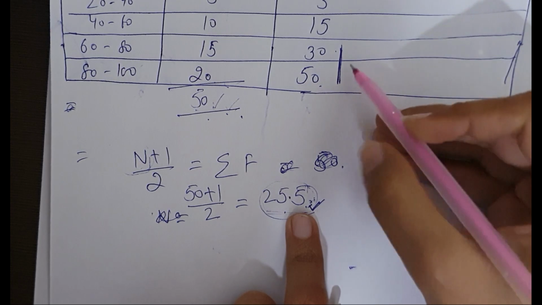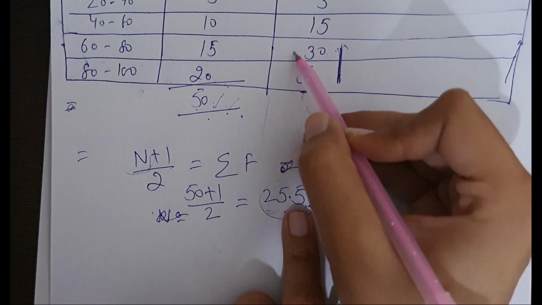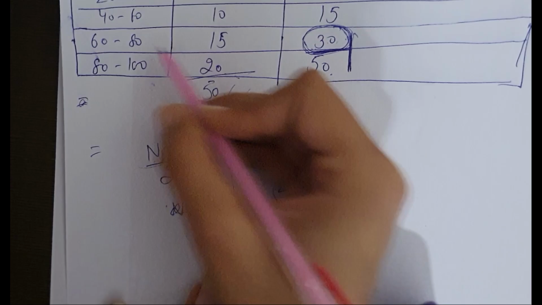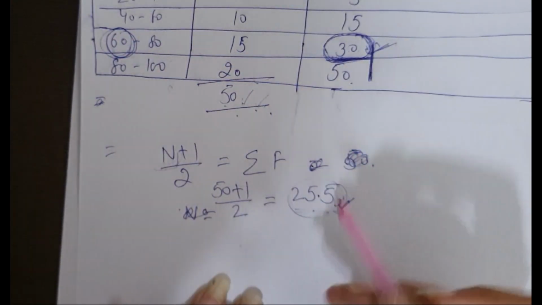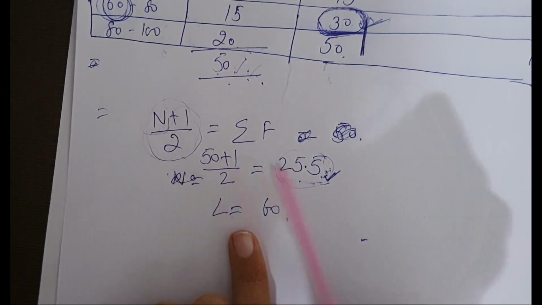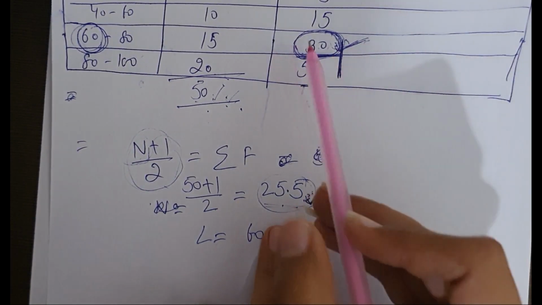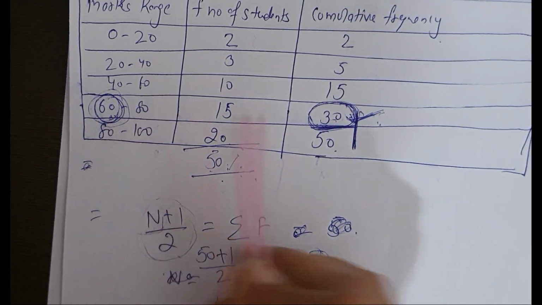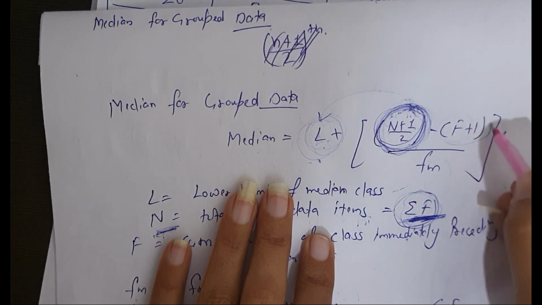Now from this term, two terms are greater. We will select the term that is immediately greater than this term, that is 30. From this cumulative frequency we can find the value of L, that is 60. That is the lower limit of this cumulative frequency, that is 60. L is 60. From summation of frequency we got the n plus 1 by 2 value. From this value we got cumulative frequency. From cumulative frequency we got our lower limit, that is 60. Always take the lower limit of the cumulative frequency. Now we got this term, we got this term. Now we have to get this term.